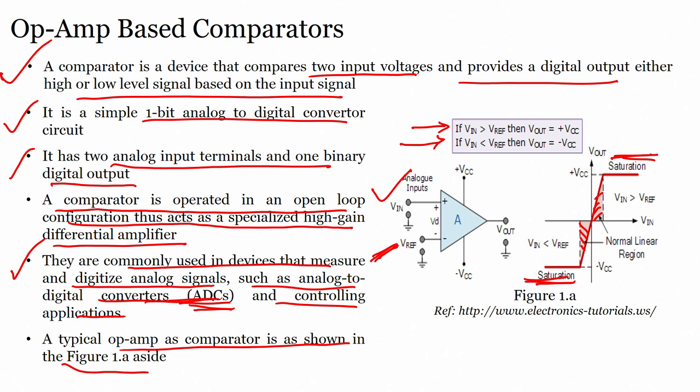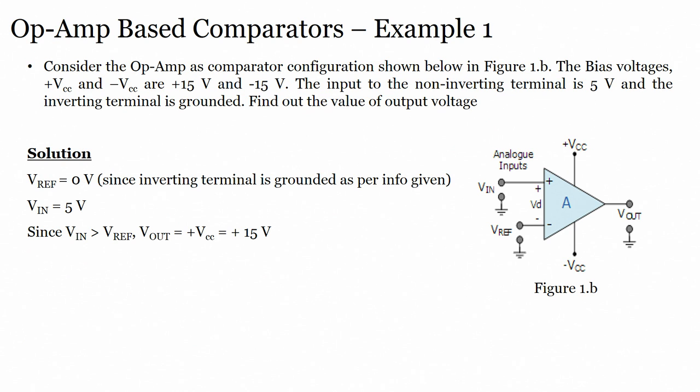Every one of us knows that when you apply a voltage input signal which is greater than V reference, our output will be plus VCC. When our voltage is less than V reference, the output would be minus VCC, easy. Now let us go to the next slide and see an example of the op amp based comparator.